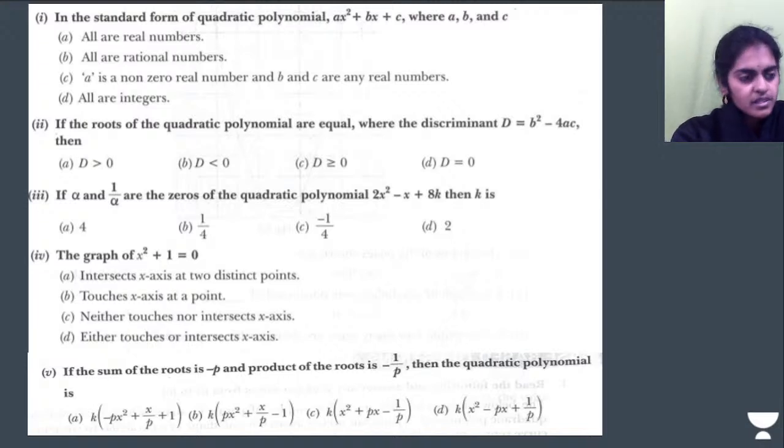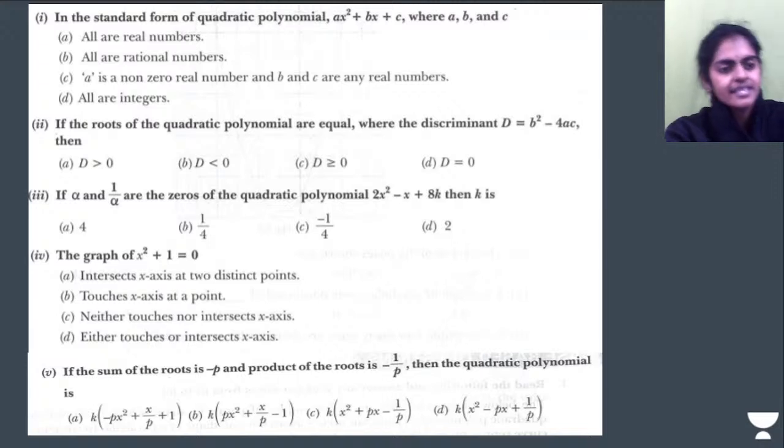A is all are real numbers. B, all are rational numbers. C, A is a non-zero real number and B, C are any real numbers. D, all are integers. So what do you feel is correct here? What are A, B, C in the standard form of a polynomial? What is the meaning of A, B, C?